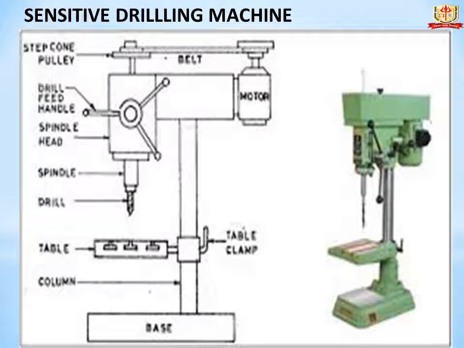Horizontal table is clamped to vertical column. The table can be moved up and down according to size of workpiece to be mounted. Top of table is provided with T-slot to clamp the workpiece. Sensitive drilling machine is capable of drilling hole of diameter from 1.5 mm to 15.5 mm.